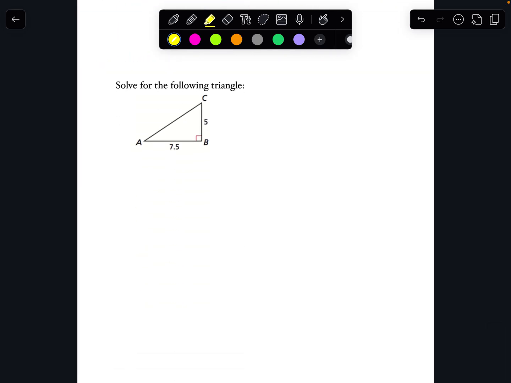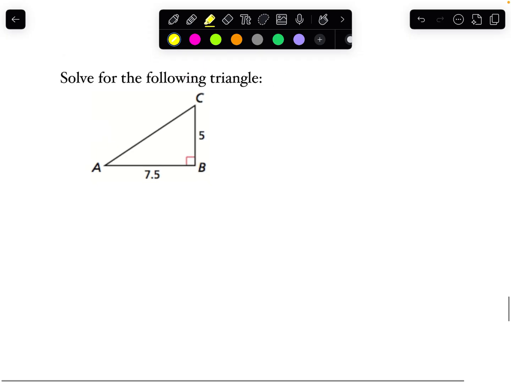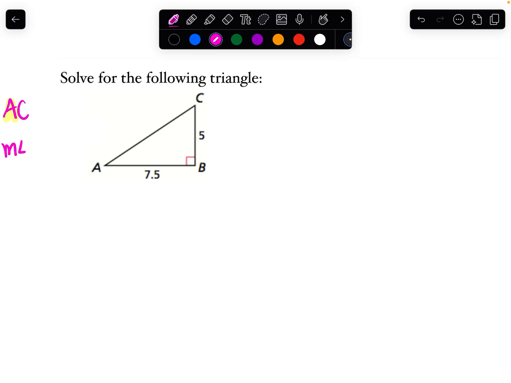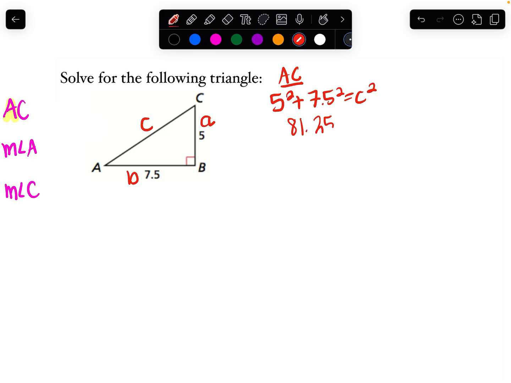Couple more examples. We need to find AC. We need to find the measure of angle A and the measure of angle C. Let's find AC first. Using the Pythagorean theorem, 5 squared plus 7.5 squared is C squared. This gives me 81.25 is C squared, and then square rooting both sides, we would get approximately 9.01.